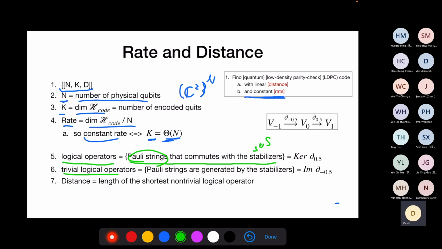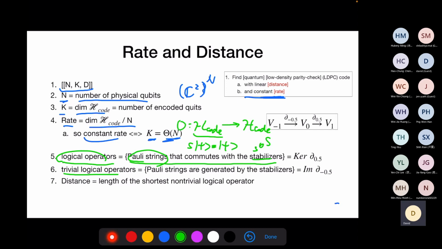So why do we have this definition? The reason is that for logical operators, you can think of it as some operator that transforms a code word into a code word. So it's some operator from code word to code word. And we know that the code word is stabilized by your stabilizer. So S psi is equal to psi.